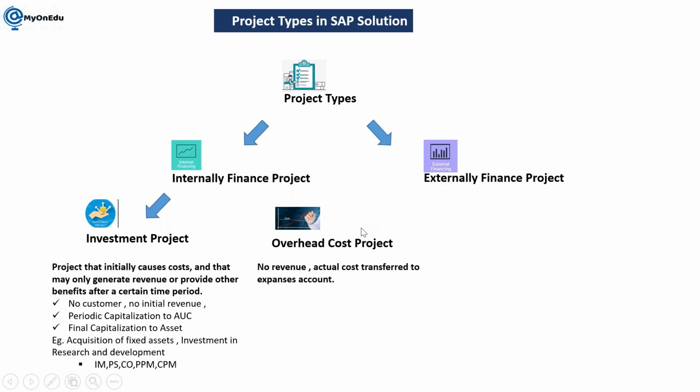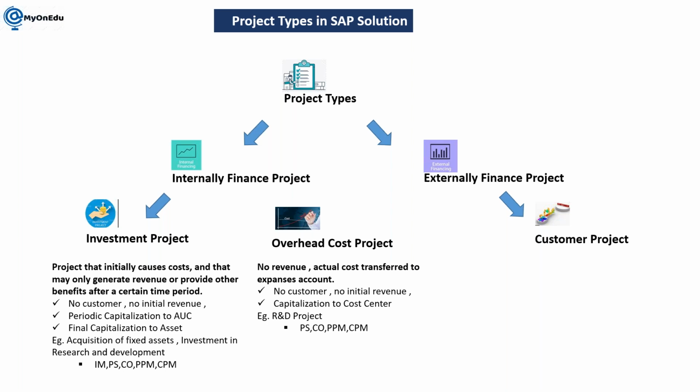Then the overhead cost project. Here we will not have any revenue; actual costs are transferred to expenses. We will not have any customer, no initial revenue, and capitalization goes to the cost center in controlling. An R&D project is an example of an overhead cost project. ESCO, PPM, and CPM are some examples of models which are going to be used. Then there is the externally financed project, which we have for the customer project.